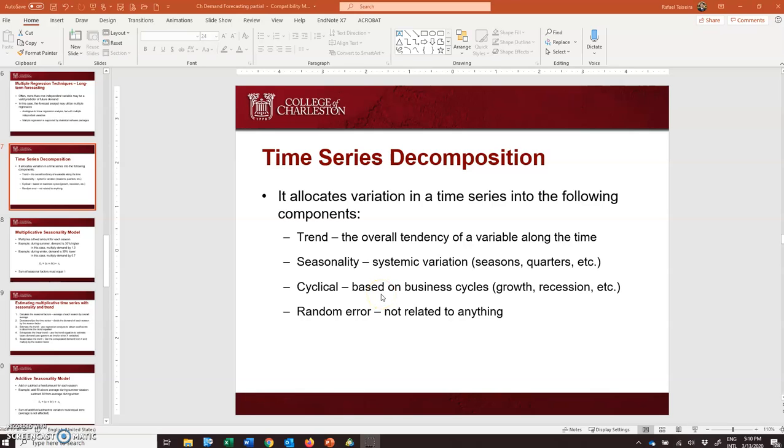Hi, this video is to talk about time series decomposition. This is a process to decompose the variability in a time series into the following components. One is the trend, that's the overall tendency of a variable along the time.